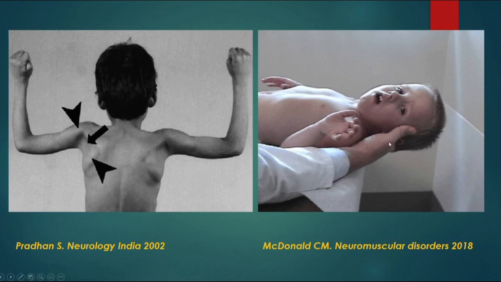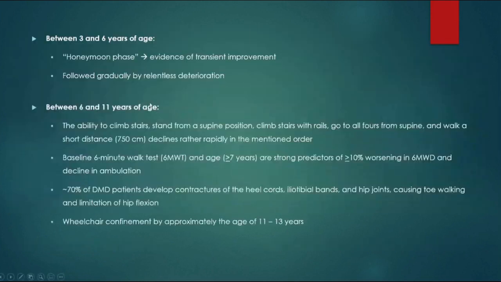The neck flexor weakness must be assessed because this can distinguish Duchenne muscular dystrophy from other varieties. That is because Duchenne muscular dystrophy patients have neck flexor weakness even early on, whereas this neck flexor strength remains preserved until late in Becker and outliers. Now moving on, between 3 and 6 years of age, they have something called honeymoon phase, because there is evidence of transient improvement, and that happens because of the normal development outpaces the disease evolution.